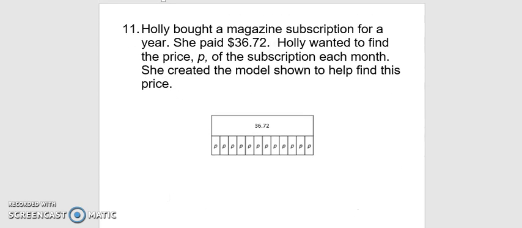Number 11 says Holly bought a magazine subscription for a year. She paid $36.72. Holly wanted to find out the price P of the subscription each month. She created this model to help find the price. So these are a lot like our strip diagrams that we made with word problems. We have 12 P's, one for each month. We have a total of $36.72.